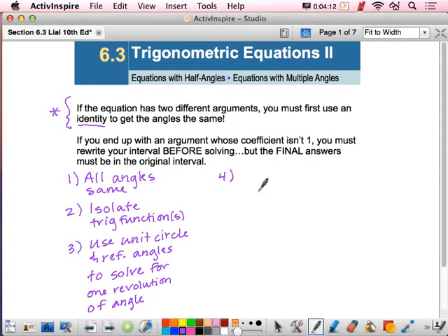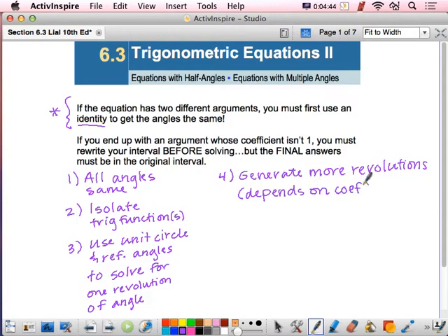If your coefficient is a half, you actually only have to produce half of one revolution. So you don't have to use quadrants 3 and 4. We're going to look at all that, okay? But you're going to generate multiple revolutions depending on the coefficient by adding 360 or 2 pi to all of your answers. So that depends on the coefficient. So we're going to generate more revolutions depending on the coefficient by adding what to all of our answers?